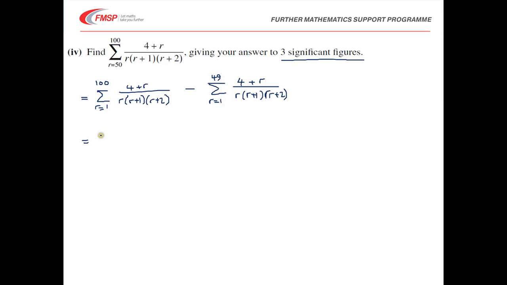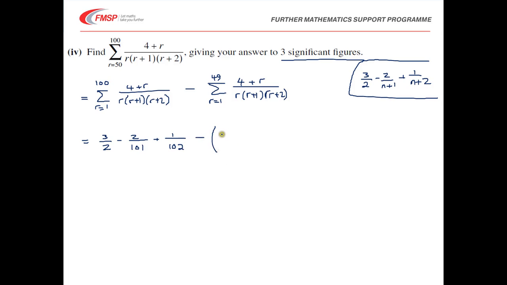Okay, now I use my result. Okay, now the sum, I'm just going to write it down here. You won't have this problem in the exam because it will all be on the same page. This was the result that you had. So, if n is 100, that's 3 over 2 minus 2 over 101 plus 1 over 102. And I'm subtracting, and I'm going to put it in brackets to make sure I subtract everything, 3 over 2 minus 2 over, now n is 49, so that's 2 over 50 plus 1 over 51.